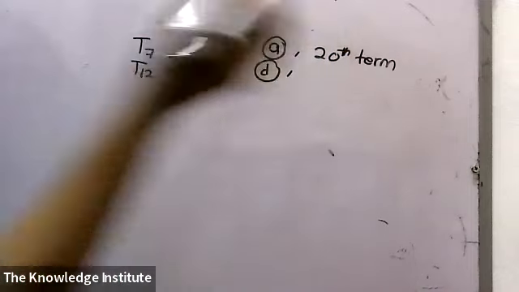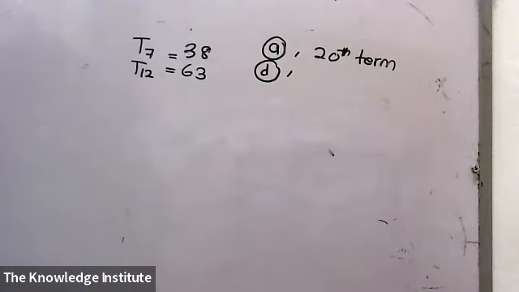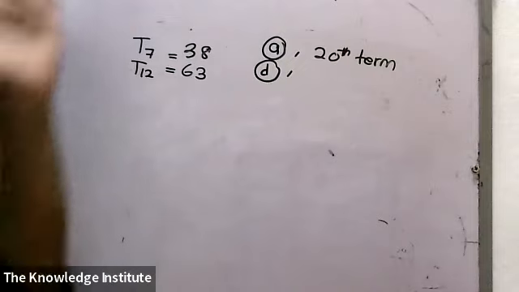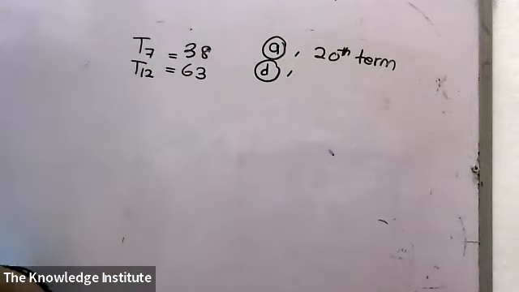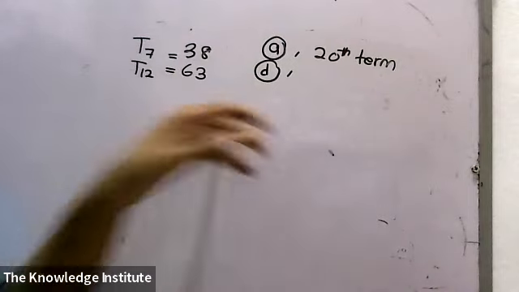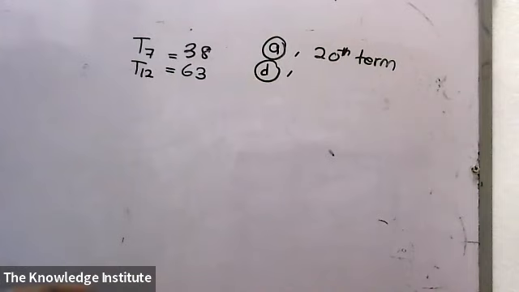If you want to find the nth term of a progression, definitely you must know the first term as well as the common difference. Yes or no? Yes, teacher. But do we know them? We don't know. The only clue they have given us is the 7th term and the 12th term.